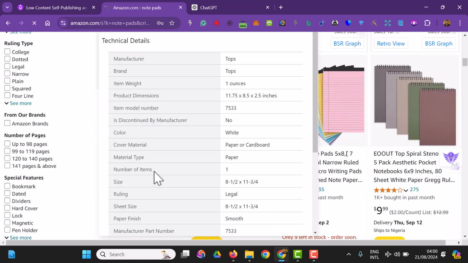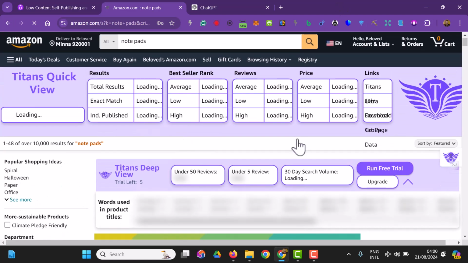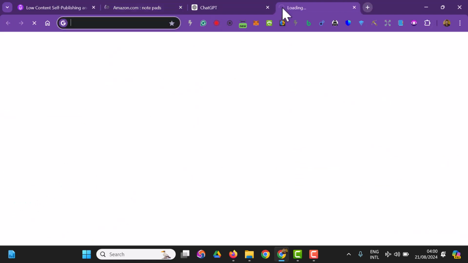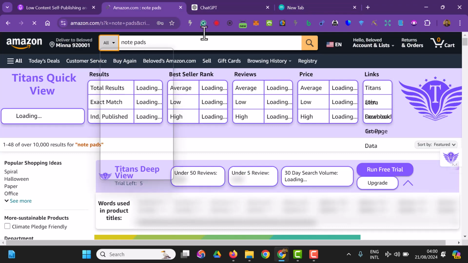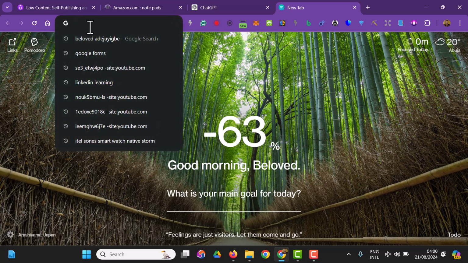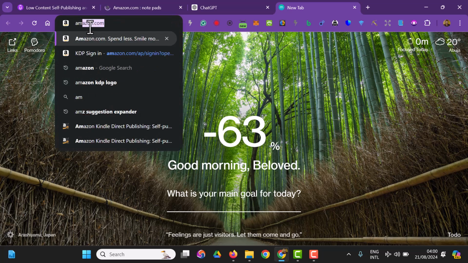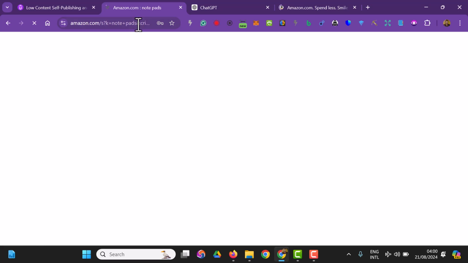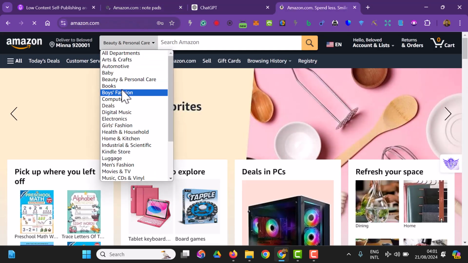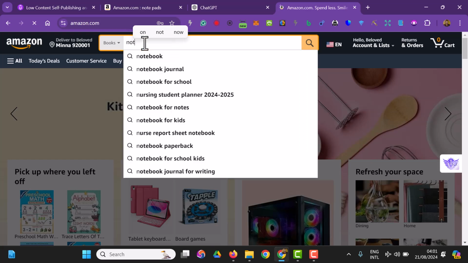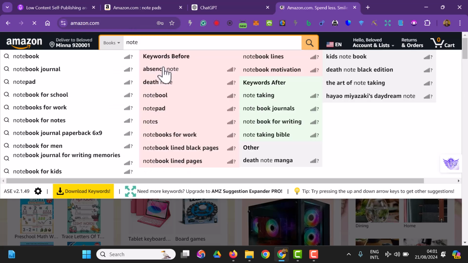So what I'm going to do is look for notebooks, and let's use Amazon as well. We're supposed to use books here, so we're going to look for that. Let me come to Amazon.com again, and this time around, let me look for books. I will look for notebook, or let's say notebook journal. Let's look for notebook journal.